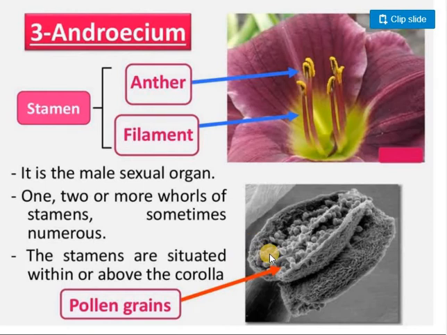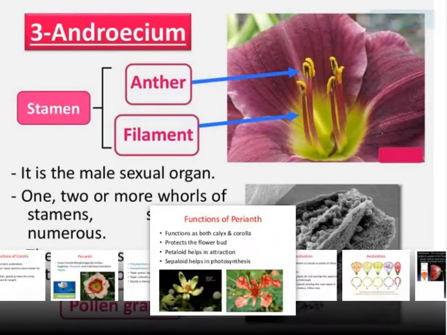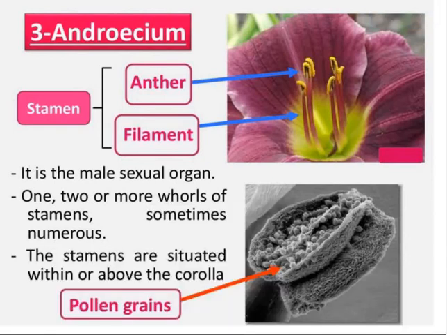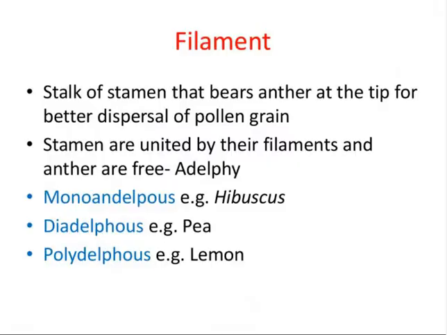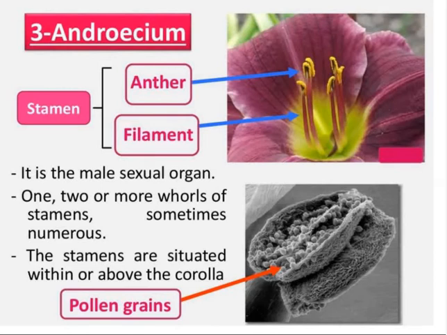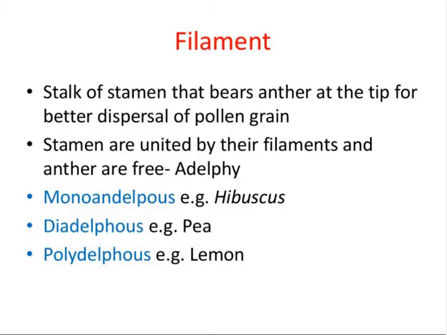When you take the cross section of an anther, if it contains only one cavity, it is called monothecous anther. If it contains more than one cavity, it is called dithecous anther. If two cavities are there, it is called bithecous anther. The stalk of the stamen is called filament, and the filament helps in the dispersal of pollen grain.